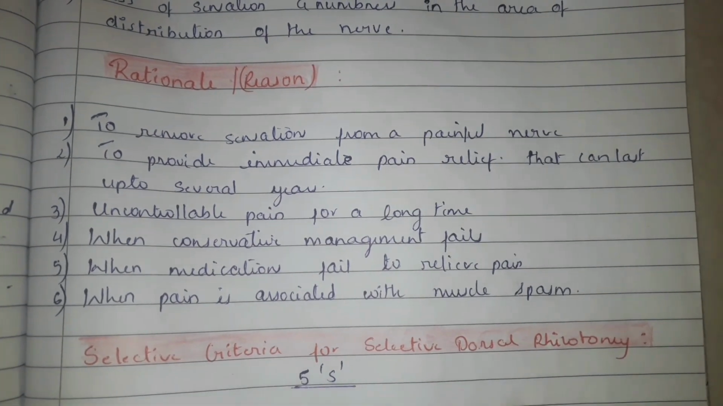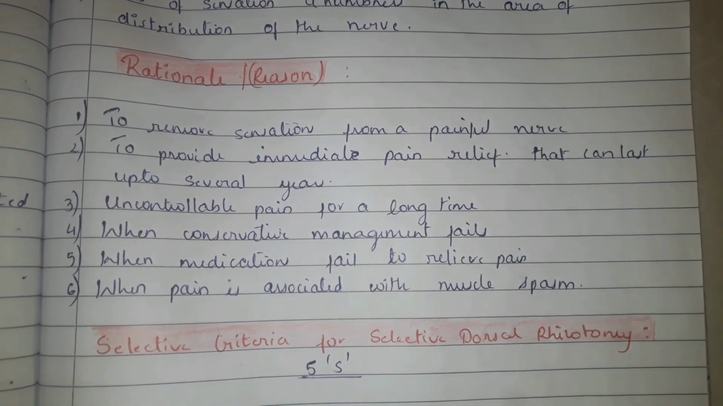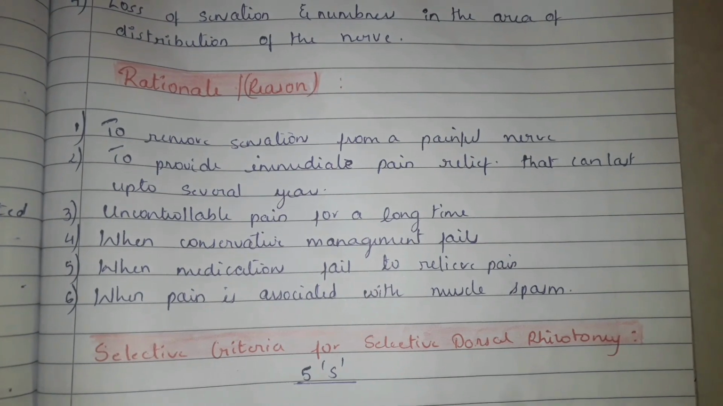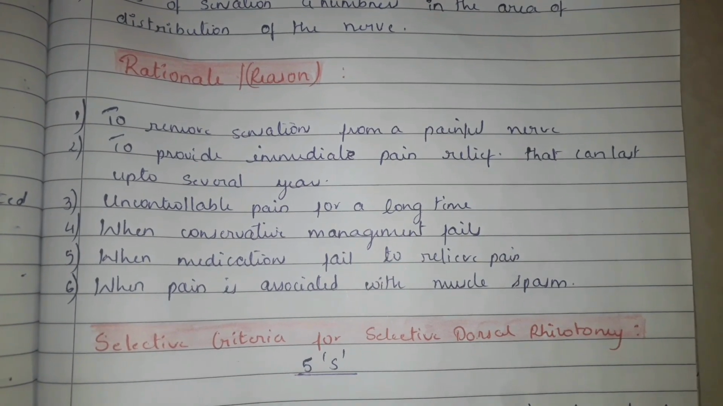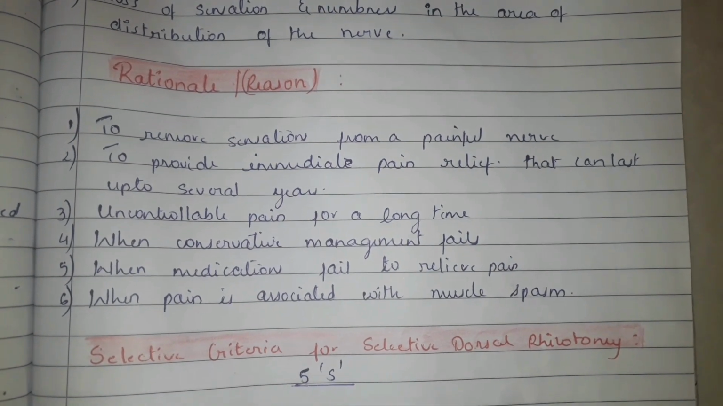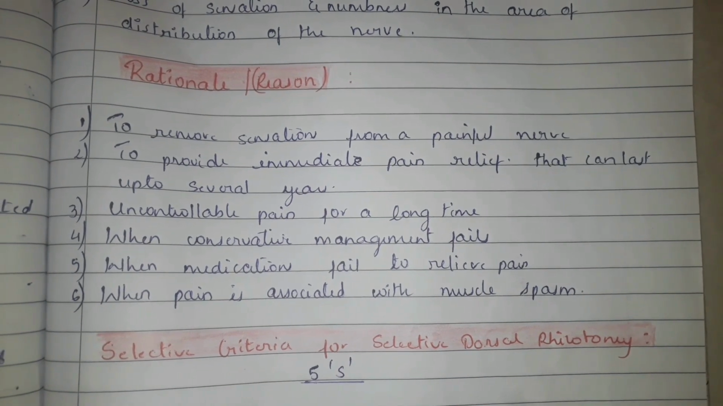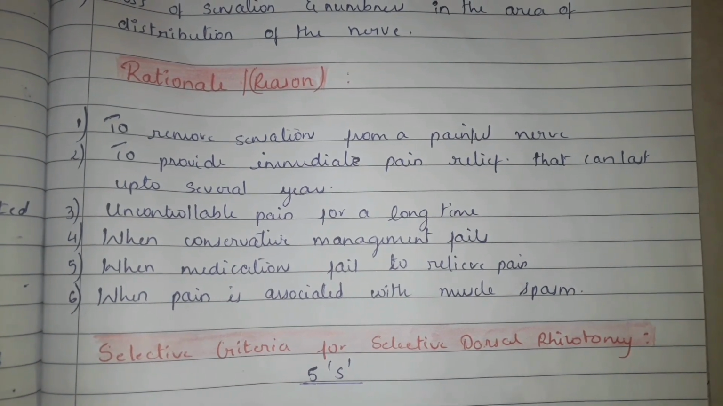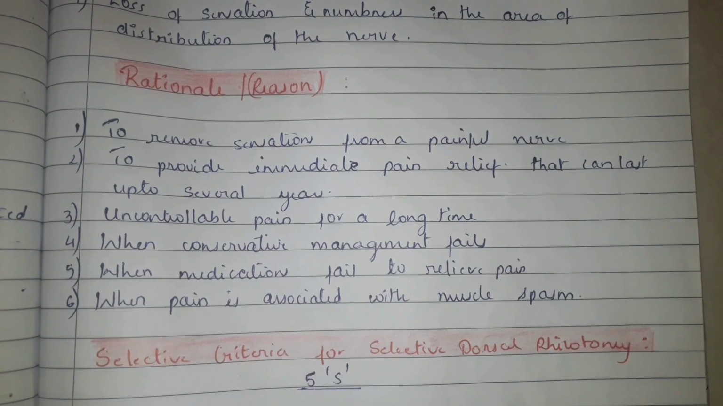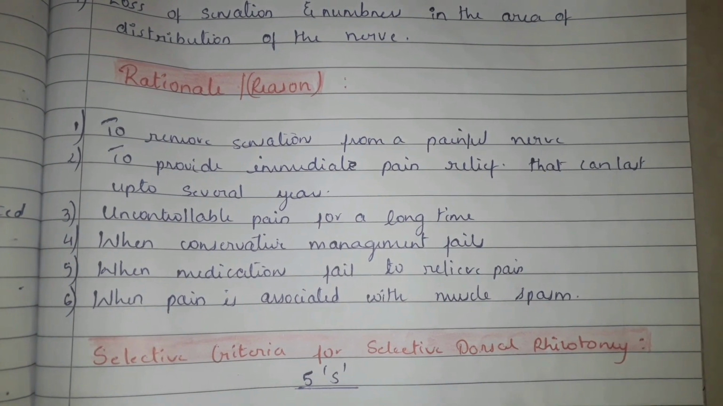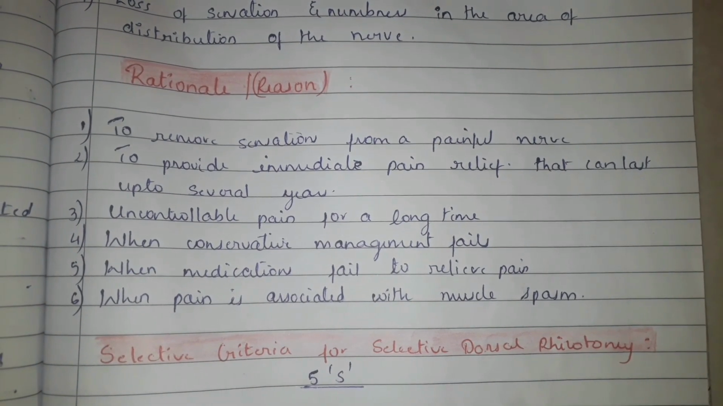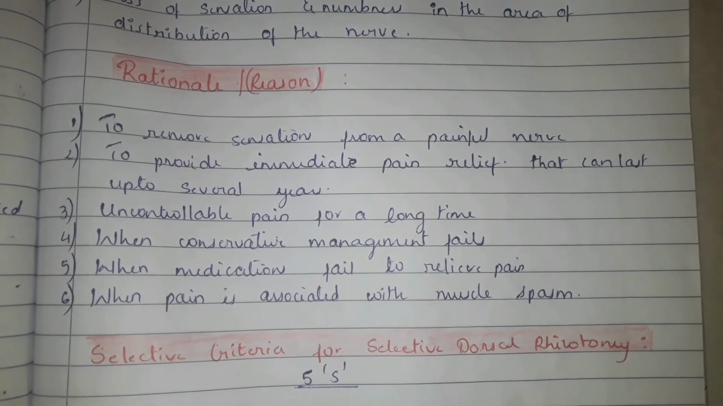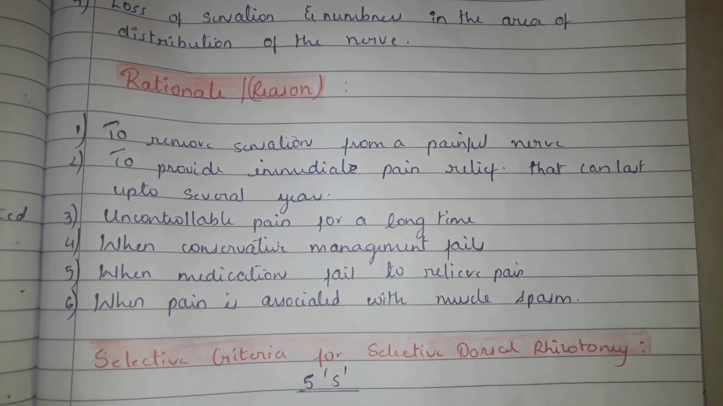The rationale or reasons for rhizotomy are to remove sensations from a painful nerve, to provide immediate pain relief that can last up to several years, for uncontrollable pain over a long time, when conservative management fails, when medications fail to relieve the pain, and when pain is associated with muscle spasms.